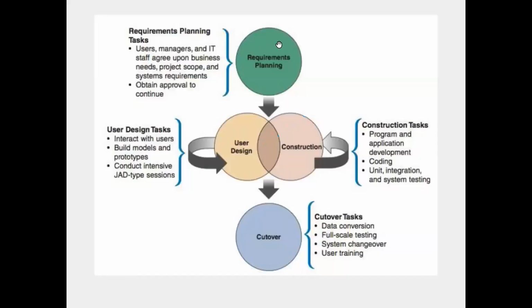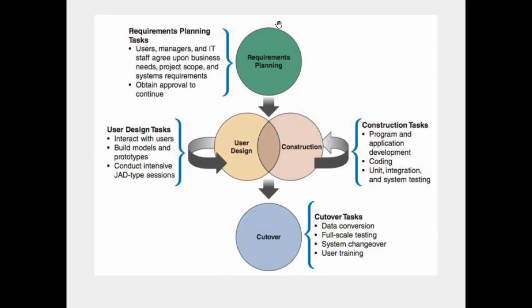Starting from requirements planning. During the requirements planning phase, it's very similar to the software development life cycle that we have discussed earlier. Usually this phase combines both the system planning and system analysis phases of the software development life cycle. So what happens here, different users, managers, and IT staff come to an agreement on what they need, the project scope, any constraints, and also the requirements, right? And then they will agree on the key issues, and then you will get the approval from the top management.